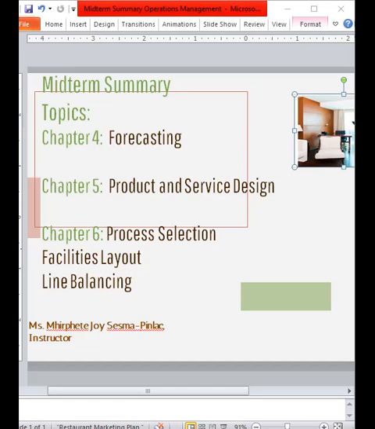When we say computer-aided design or CAD, this is a product design that uses computer graphics.